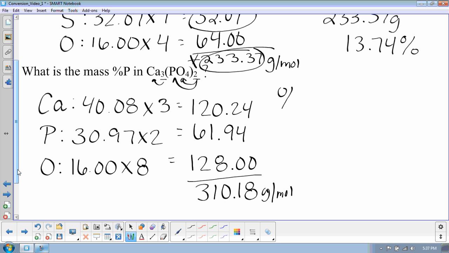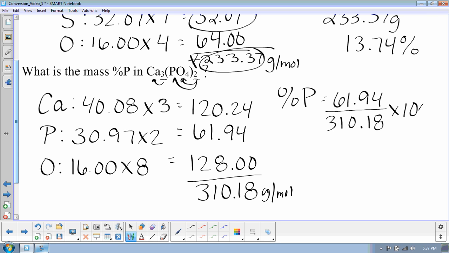So the percent for phosphorus is going to be 61.94 divided by 310.18 multiplied by 100%. So 61.94 divided by 310.18. I'm going to multiply that by 100, and I'm going to get 19.97% phosphorus.